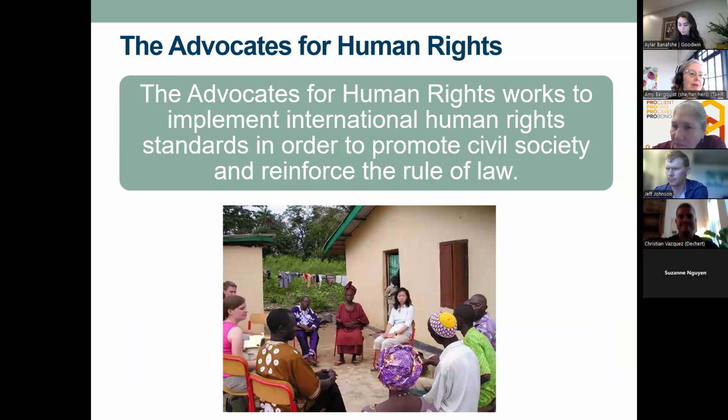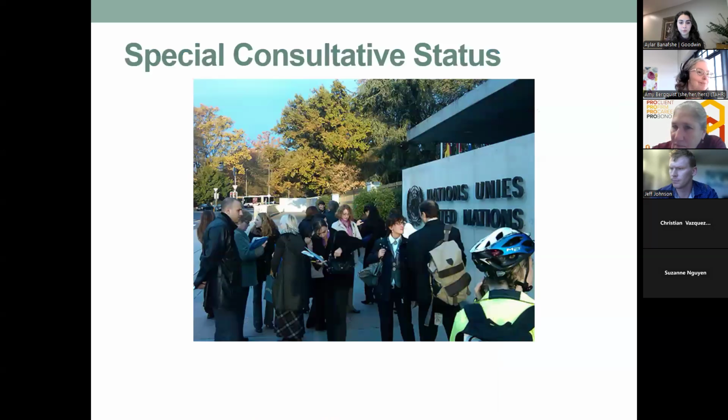First, if you're not familiar with the Advocates for Human Rights, we work to implement international human rights standards to promote civil society and reinforce the rule of law. We typically do so in partnership with partner organizations around the world, and on our death penalty advocacy, that's typically members of the World Coalition Against the Death Penalty, an organization we've been a member of for many years. Our added value to the coalition is helping our coalition partners engage in advocacy with the United Nations in collaboration with pro bono attorneys who help us do that work.